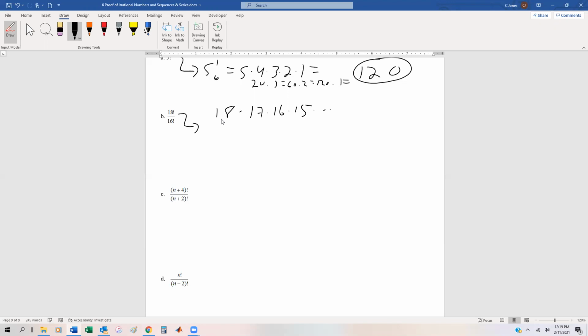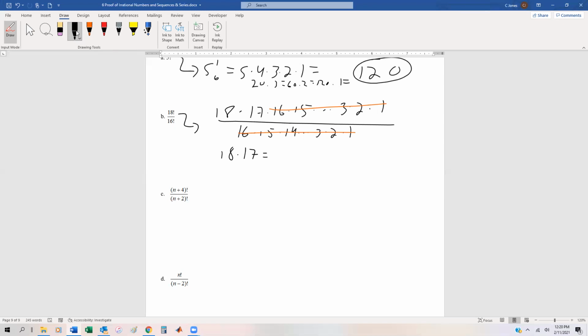So 18 factorial is 18 times 17 times 16 times 15 all the way down to 3 times 2 times 1. 16 factorial is 16 times 15 times 14 all the way down to 3, 2, 1. And notice that 18 factorial actually contains all of the factors of 16 factorial. And so when we simplify this, we're really just left with 18 times 17.